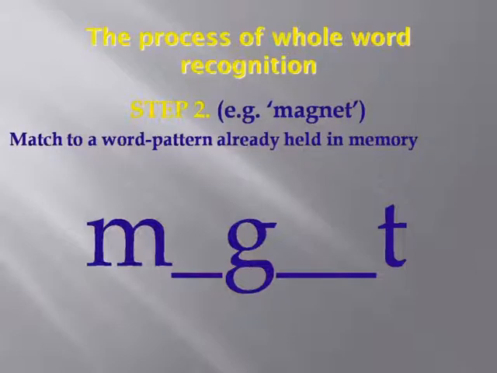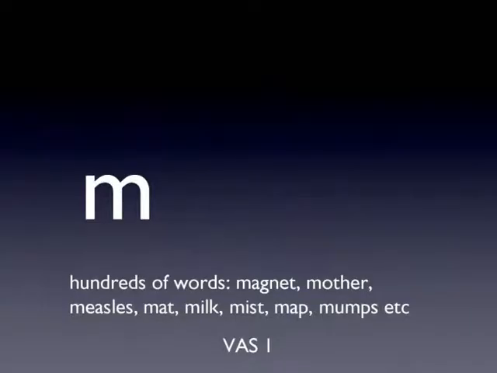The second stage is you then try to match that MGT pattern to another word that you already know, that's already held in memory. The question is, how many words would you know that would fit that pattern? Let's give you an example. If you could only hold one in memory, and this was the way you were processing as a whole word guess, that could be measles, mat, milk, magnet, mother, mist, map, mumps. There are 400 words it could possibly be. Guessing at this kind of level is inaccurate.